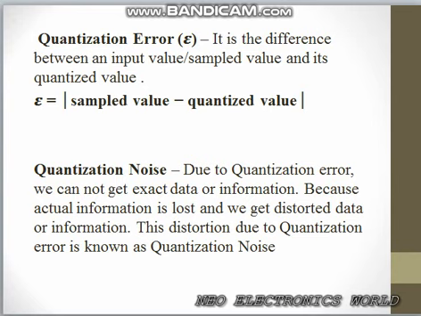Then quantization noise. What is quantization noise? Due to quantization error, this occurs. That is, due to quantization errors, we cannot get exact data or information. Am I right? Because actual information is lost and we get distorted data or information at the receiver side. The distortion due to quantization error is known as quantization noise. The quantization noise is only due to the distortion caused by the quantization.